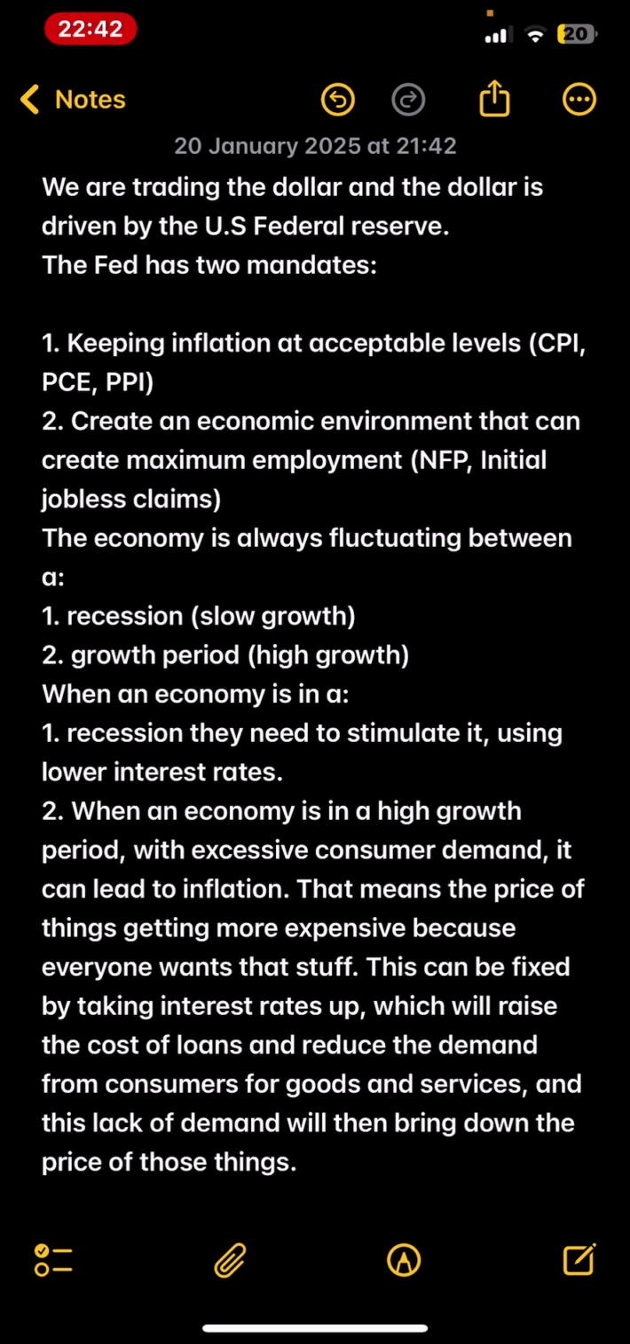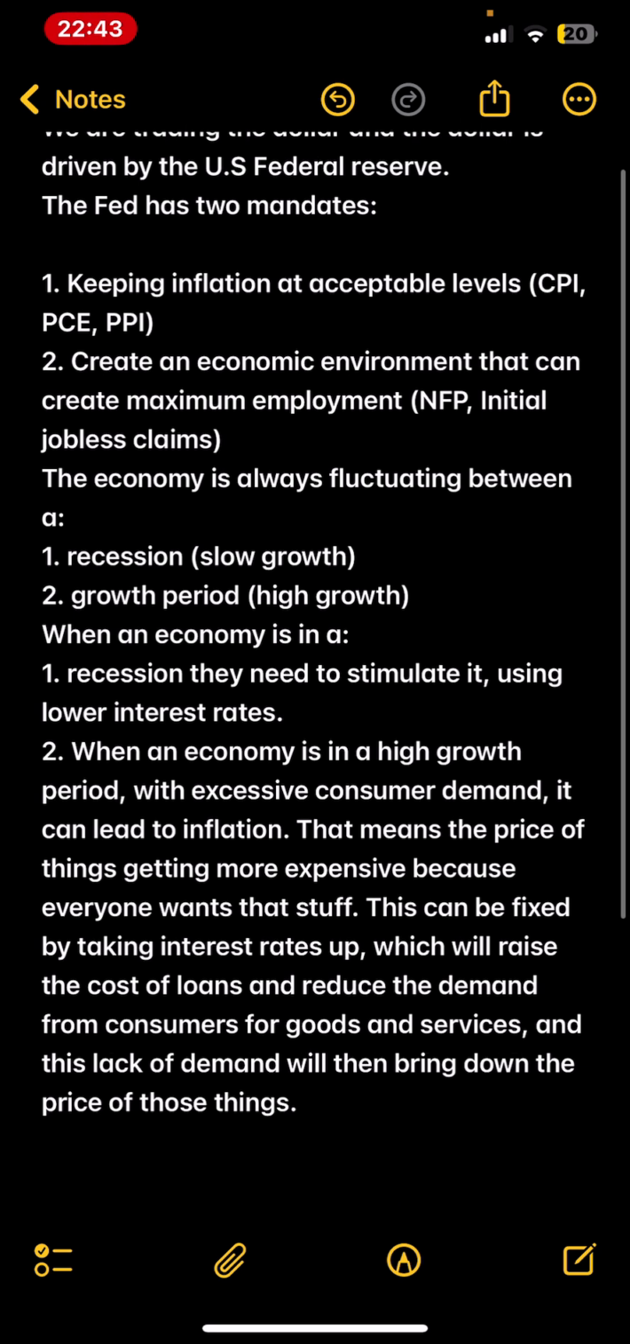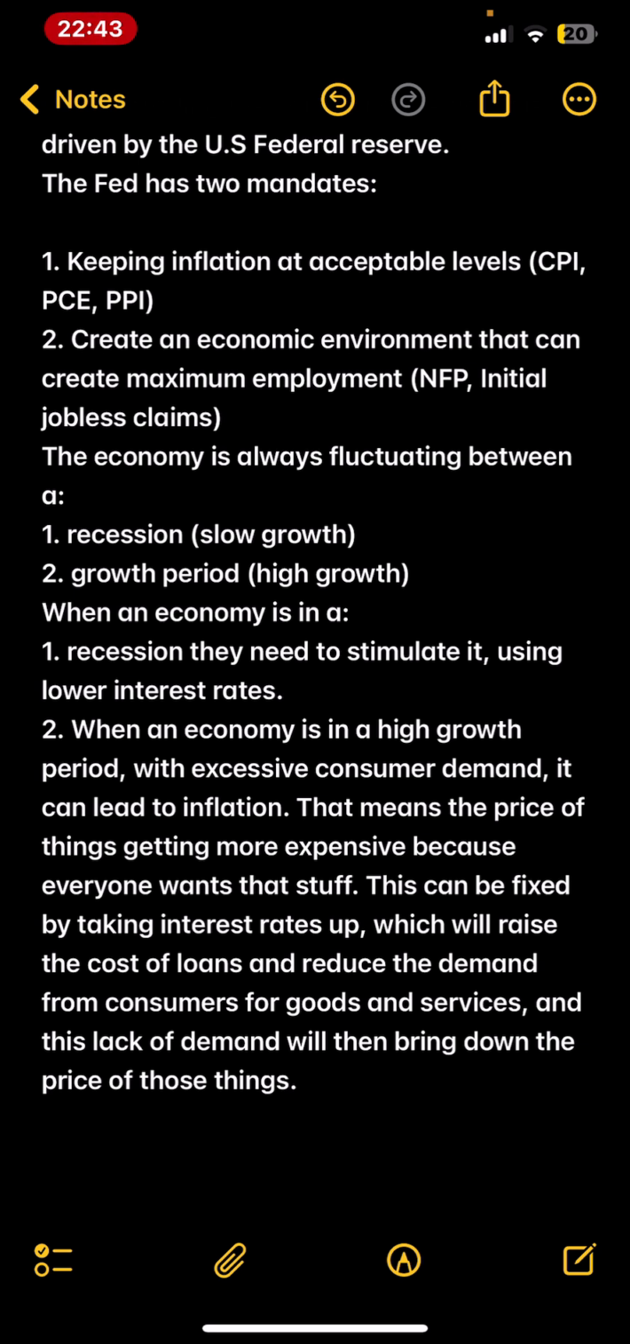So what really moves the dollar? What is the dollar driven by? The dollar, guys, is driven by the FED. So this FED has two important roles. One is keeping inflation at acceptable levels. Yes, bread can go under inflation, but bread shouldn't be too expensive. So here we look at CPI, PCE, and the PPI. Two, the second important role is they need to create an economic environment that can create maximum employment. This is where we look at NFP and initial jobless claims.